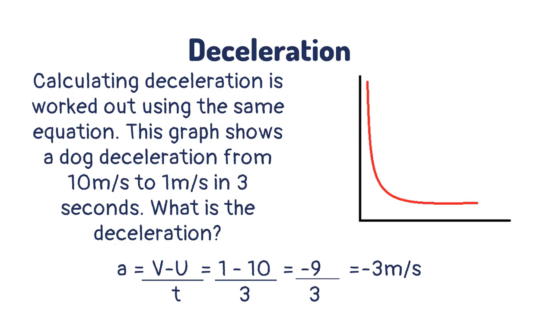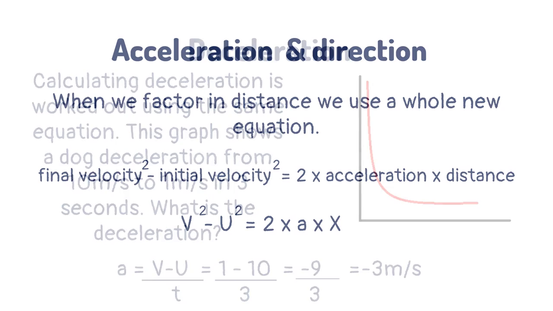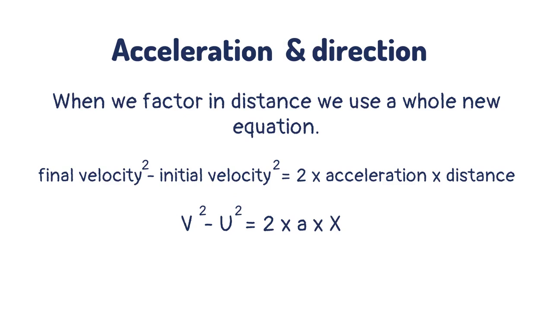Deceleration is worked out using the same equation. This graph shows a dog decelerating from 10 meters per second to 1 meter per second in 3 seconds. What is the deceleration? Find the change in velocity by subtracting the initial velocity from the final velocity and divide this by the time. When we factor in distance, we use a whole new equation.